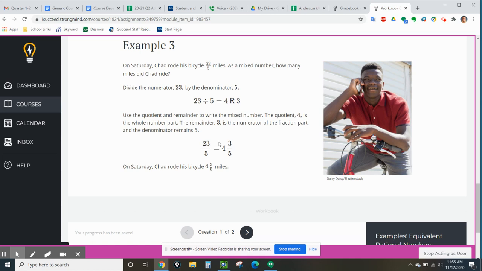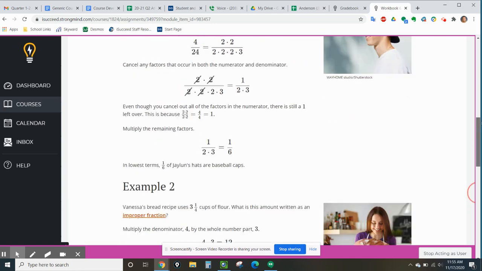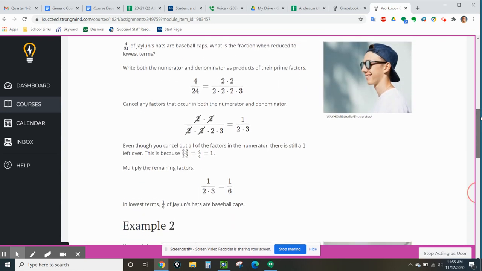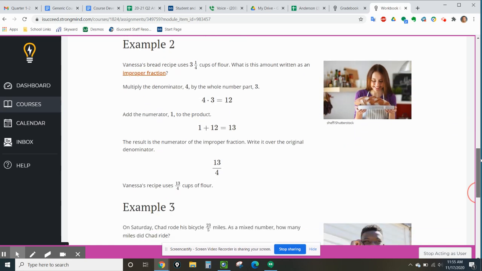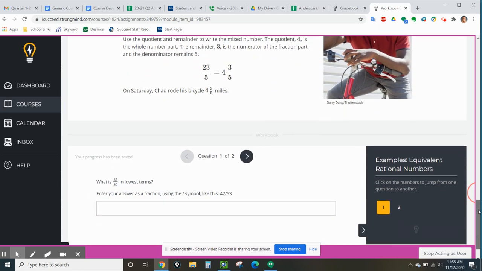Okay, so my whole number out front is going to be 4, and the remainder is the rest of my fraction, 3/5. So 23/5 is the same as 4 wholes with 3 left over out of 5, 3/5. So that's how you take an improper fraction and make it a mixed number. Okay, so this whole lesson was just about how do I change the way I write things, reducing fractions, changing from mixed numbers to improper fractions.